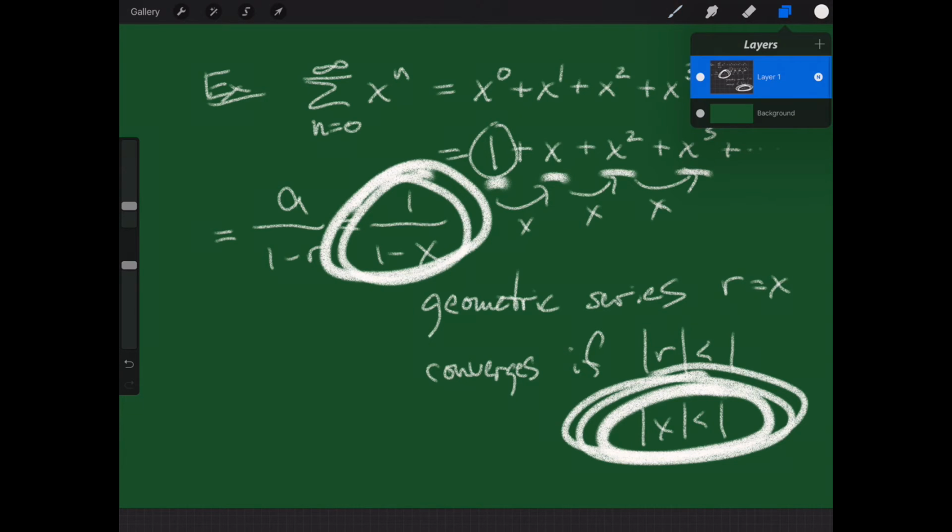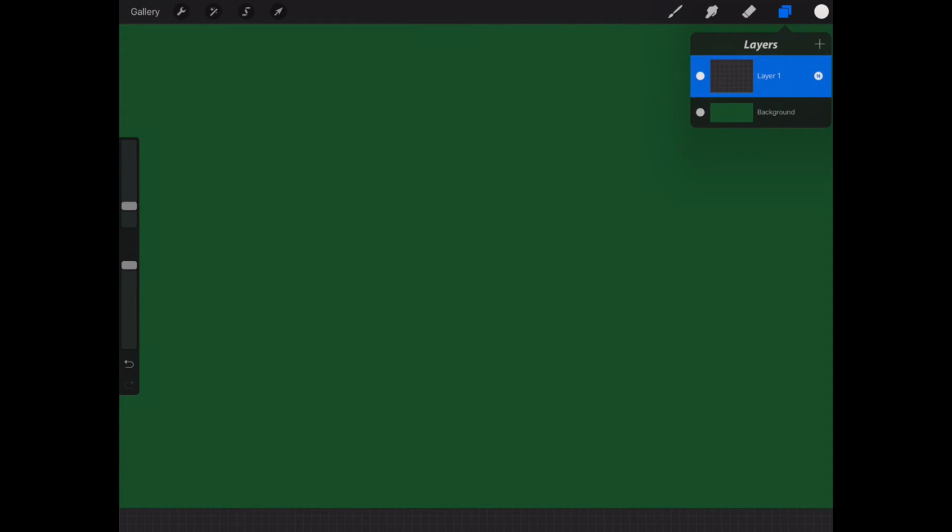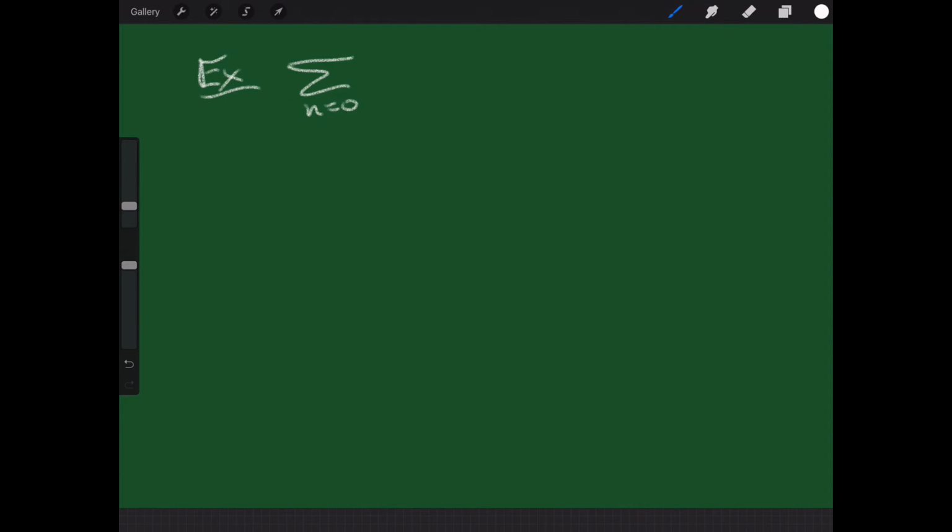Let's look at another. So let's look at another example. Let's say that we have the sum, n going from 0 to infinity, of negative 1/2 raised to the nth power times x minus 2 to the n.